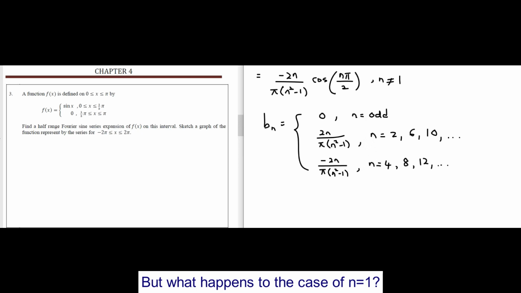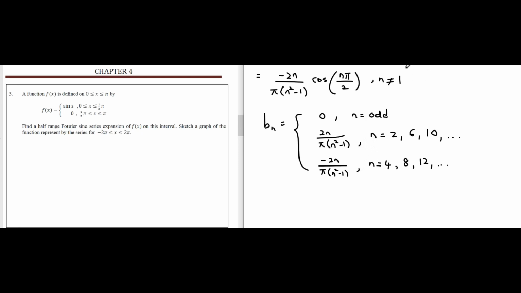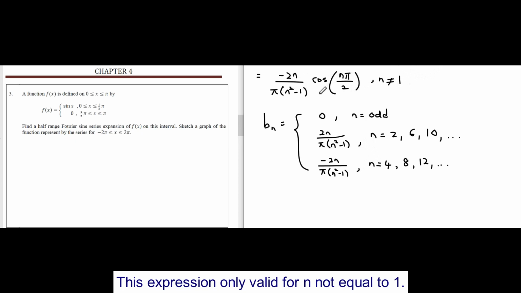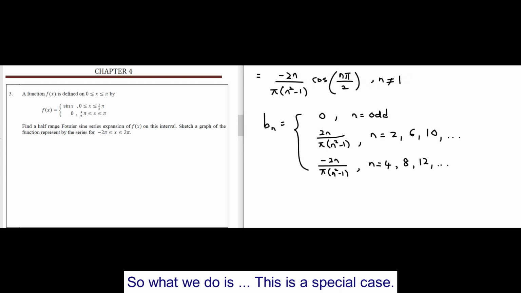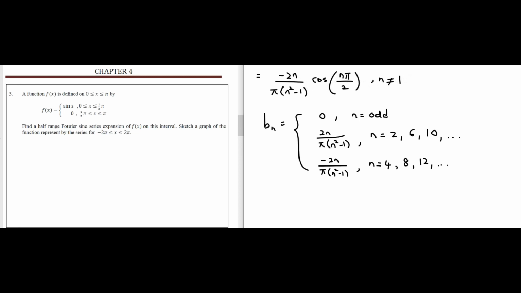But what happens to the case of n equals 1? This expression is only valid for n not equal to 1. What about when n equals 1? What happens to the Bn? So what we do is, this is a special case.